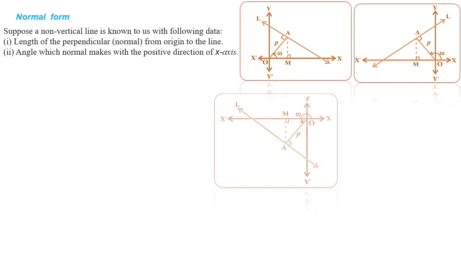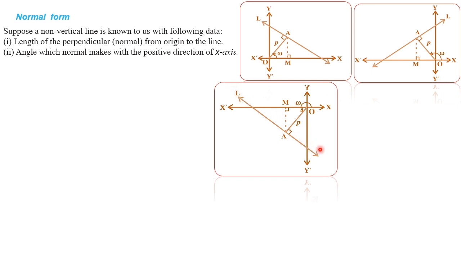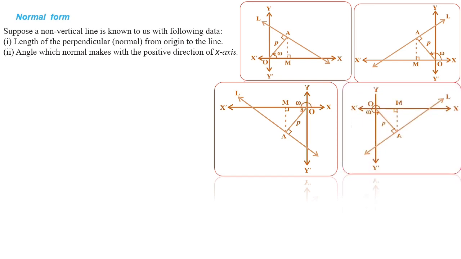Then one more option is there, when the line comes this way, almost crossing into the third quadrant. It is the same thing: the line is there, its perpendicular distance from the origin is p, and the angle the perpendicular makes with the positive direction of the x-axis, from here till this line, is omega. And if the line is in the fourth quadrant, from the positive direction of x-axis you move anti-clockwise to reach the perpendicular, that is omega, and the distance of the perpendicular from the origin is p.